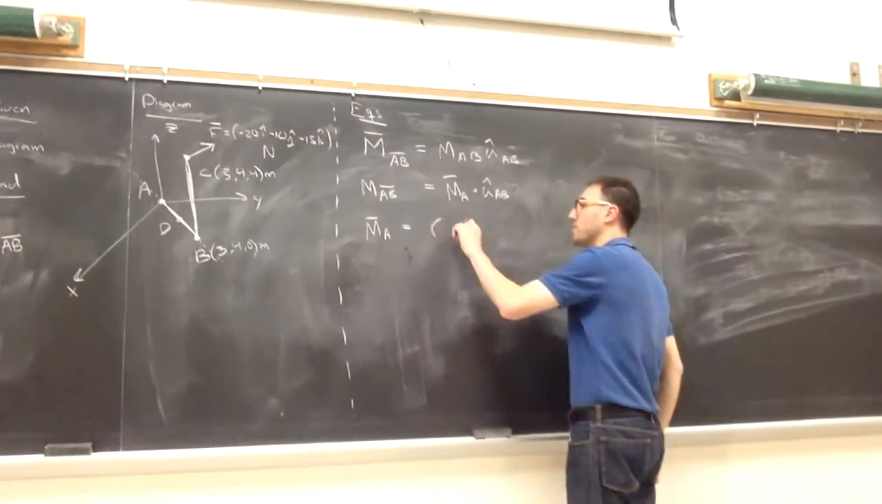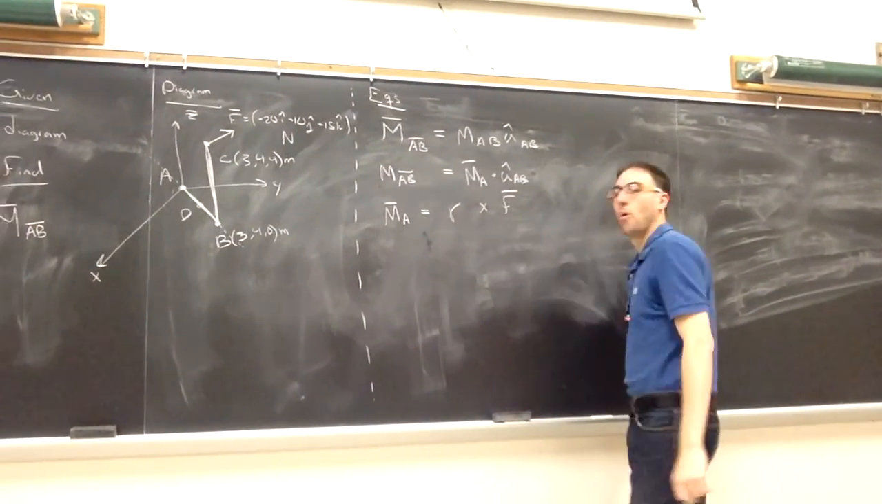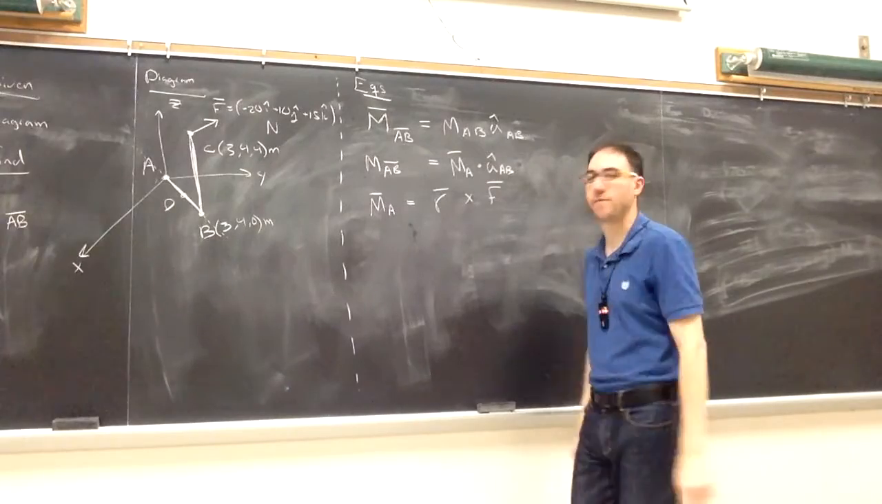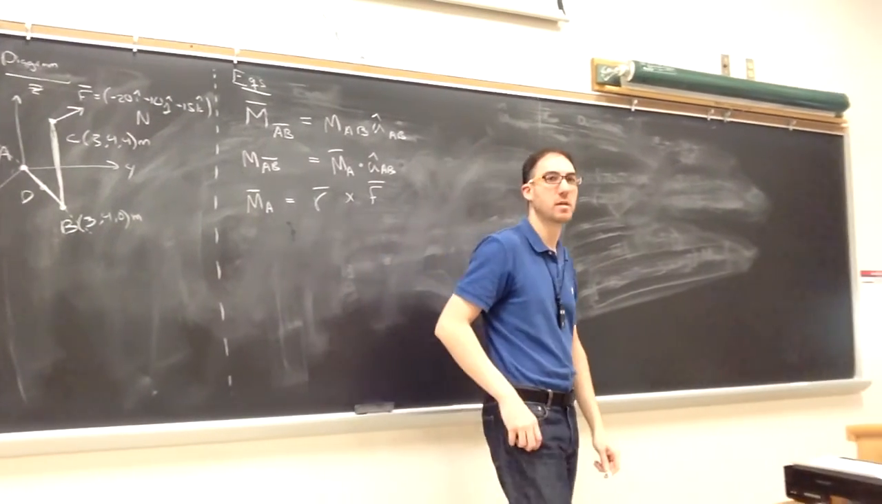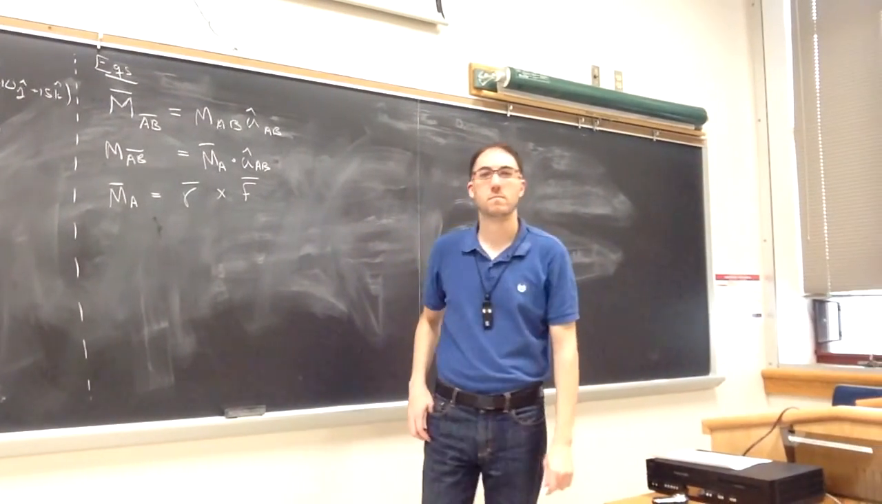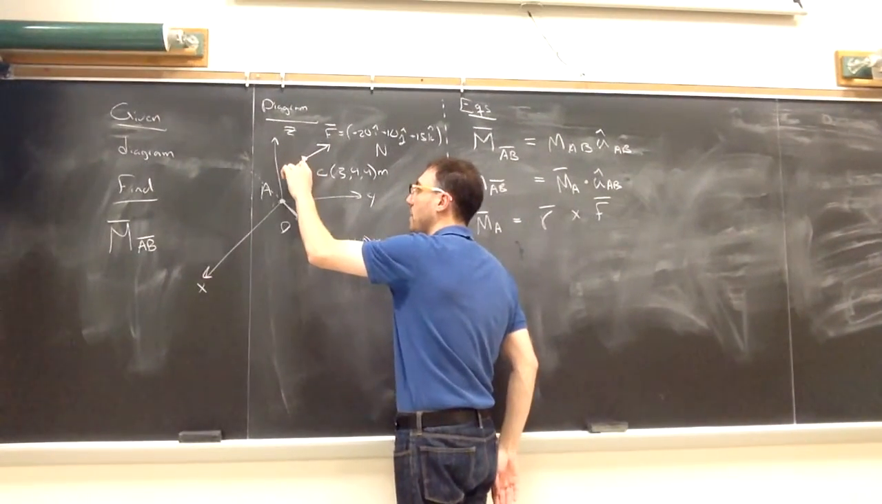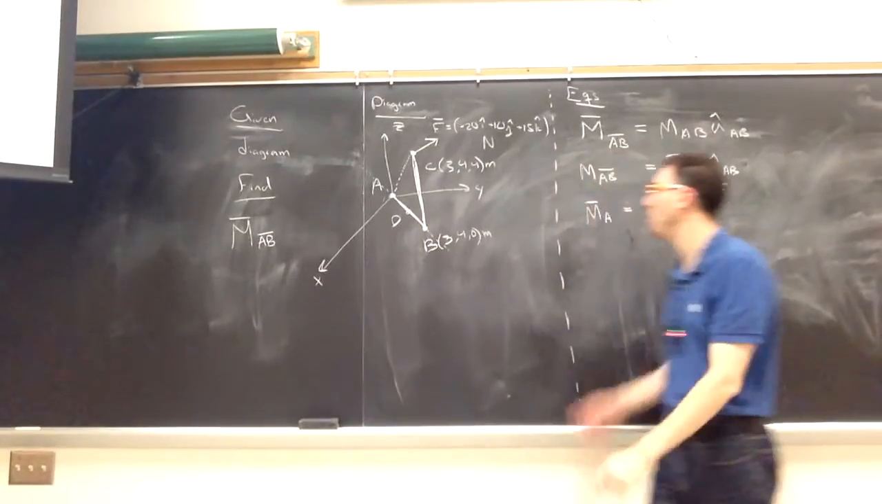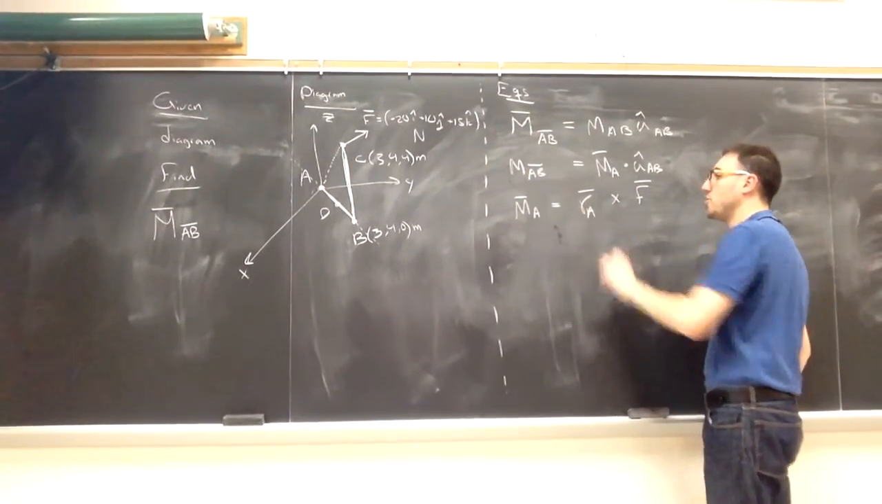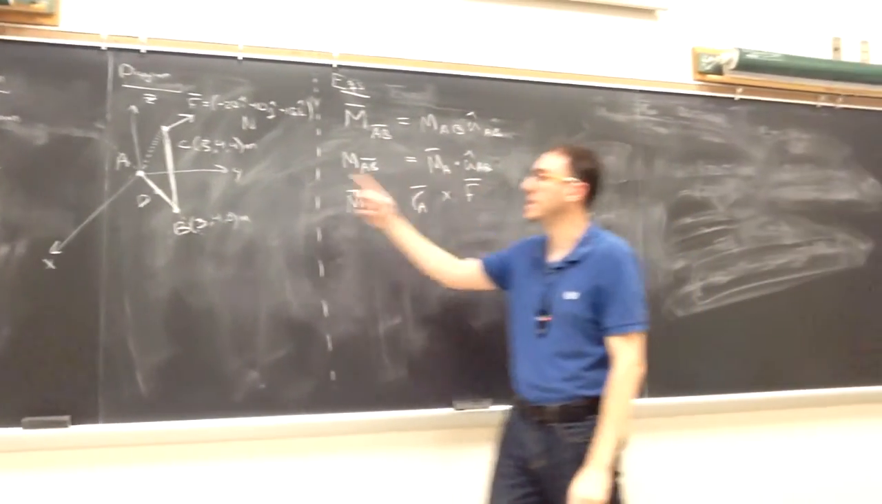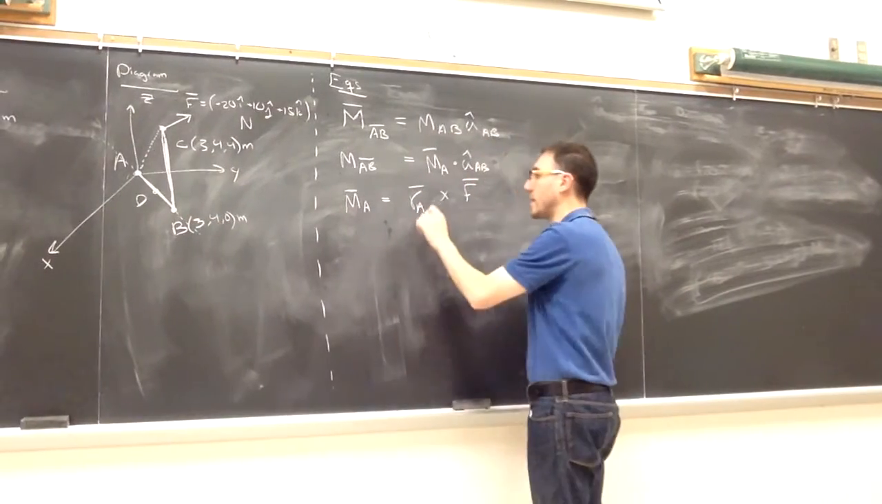So we will use r cross F, which is the r that we want to use to find the moment around point A. Remember, this is going to be the vector that points from the point we want the moment about, A, to where the force is being applied. In this case, it's being applied at point C.